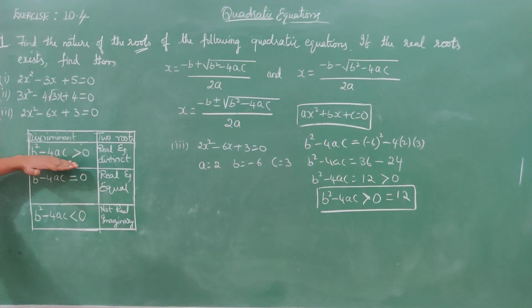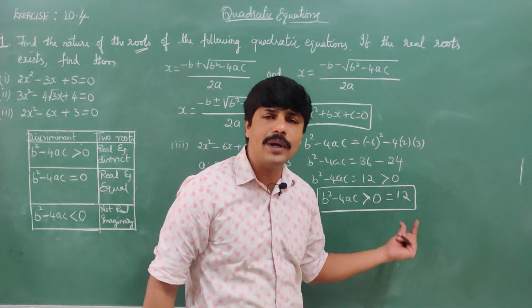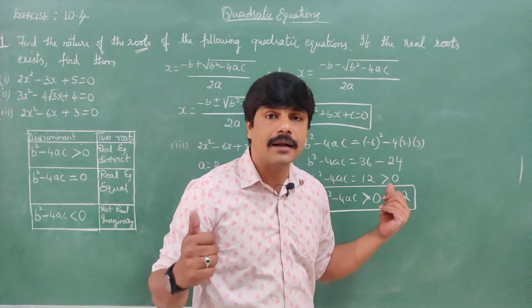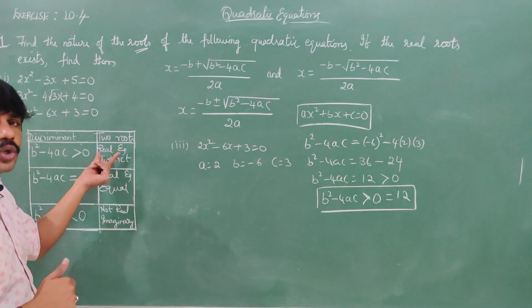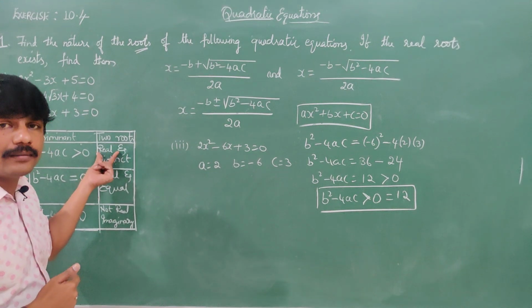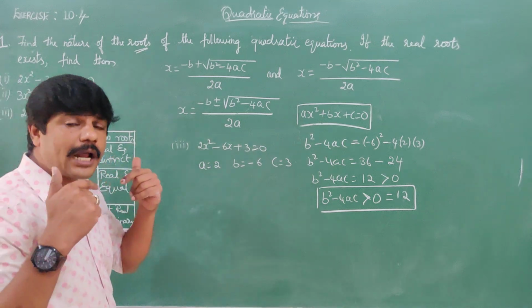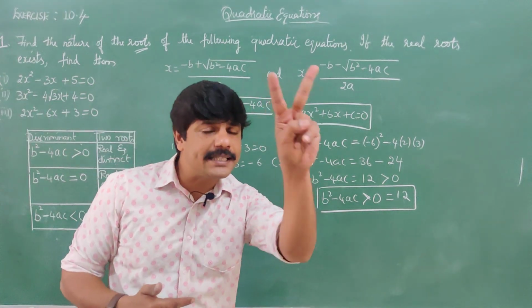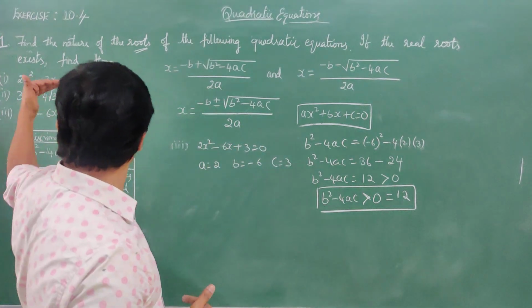If b square minus 4ac, the discriminant, is more than 0, then what is this 12? 12 is nothing but more than 0. So what kind of roots will you get? The two roots you are going to get are real roots. Understand? And not only real, two different, distinct roots you will get. Not the same as in the second question.